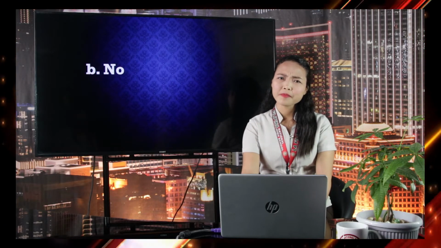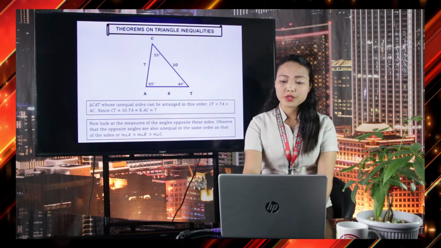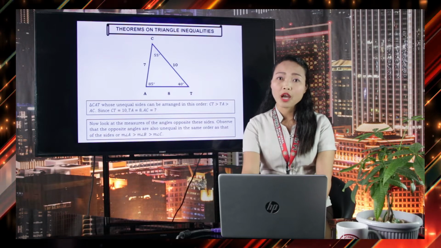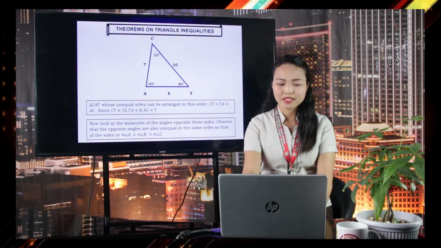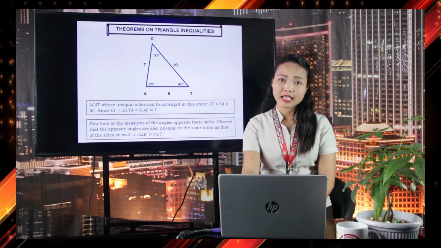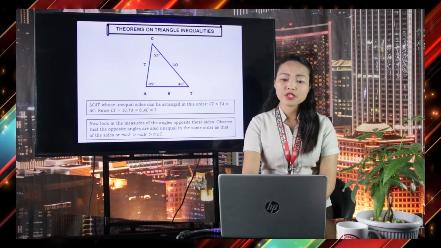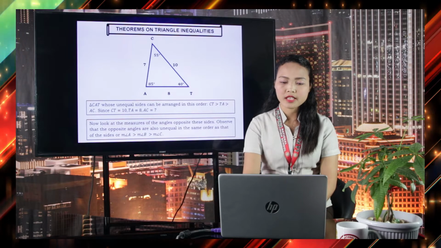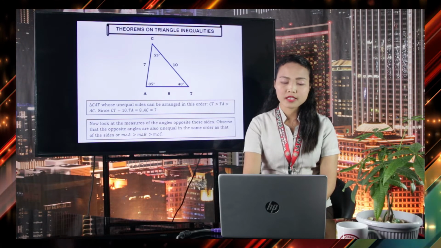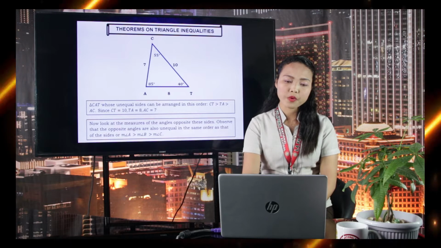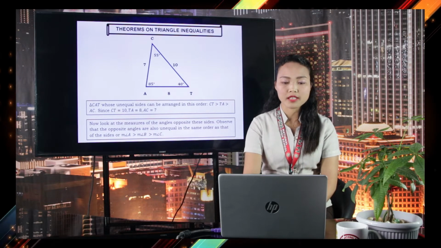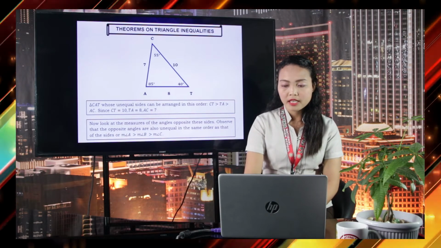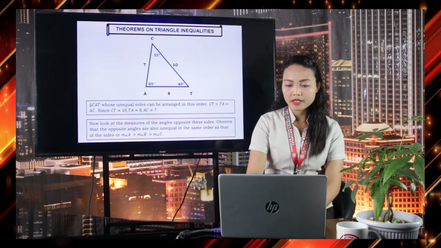Okay, why? This time, we're going to discuss the theorems on triangle inequalities, and we will try to find out how we arrived at those answers. Suppose we are given a triangle CAT. The measures are angle C, 55 degrees, angle A, 85 degrees, and angle T, 40 degrees. The sides are line segment AC, which is 7, line segment TA, which is 8, and line segment CT, which is 10.